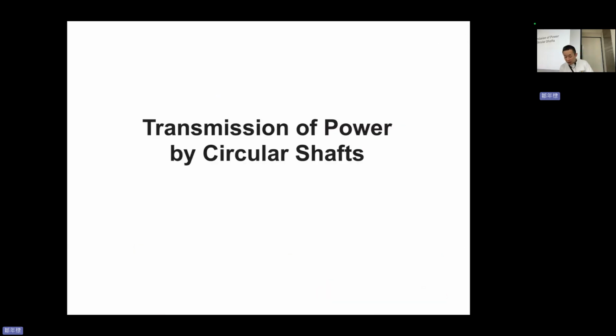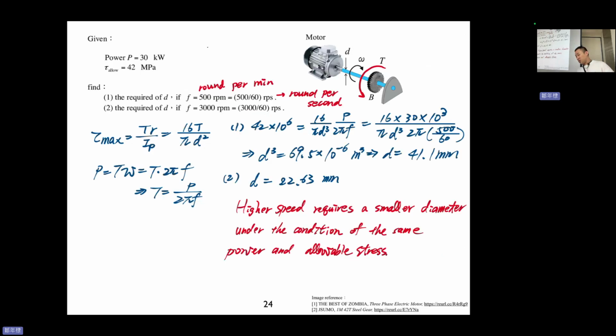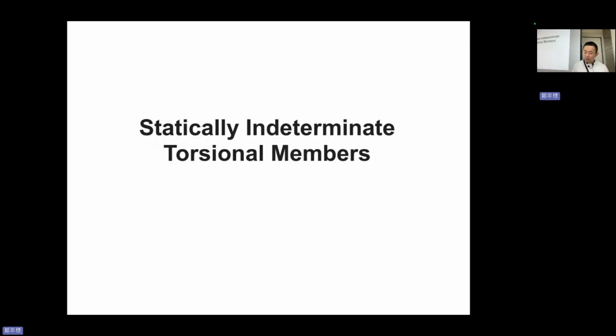And then the final thing we mentioned last week is the concept of power. We introduced some formulas, and we have a conclusion that higher speed requires a smaller diameter under the same power of the motor input. All right, I'm going to finish this chapter today.